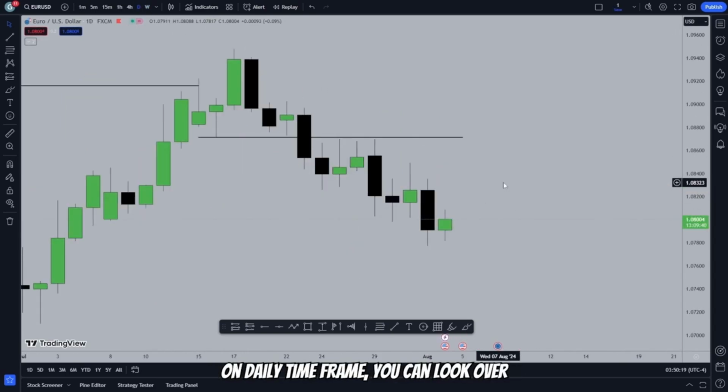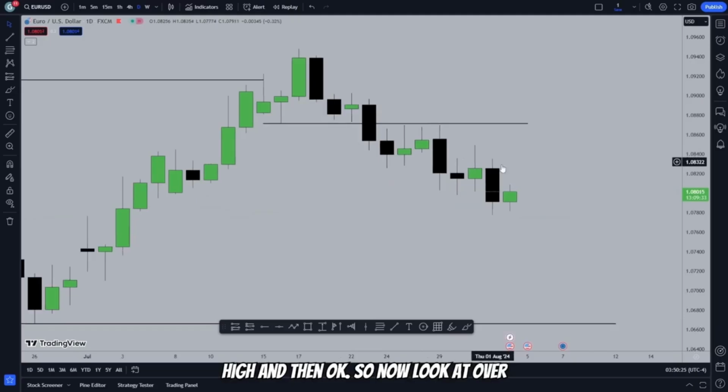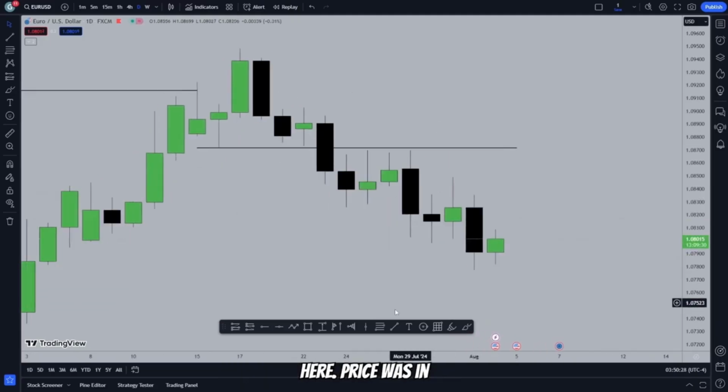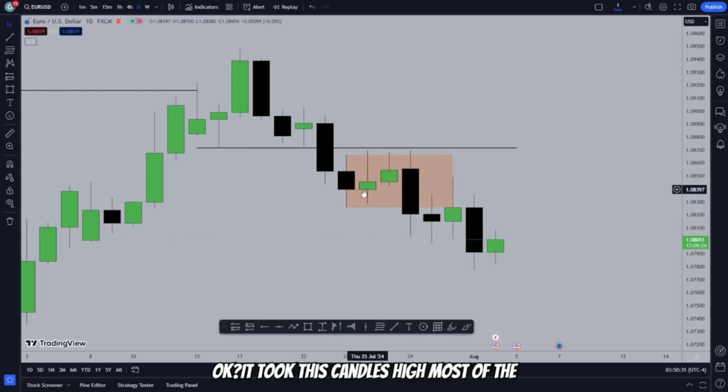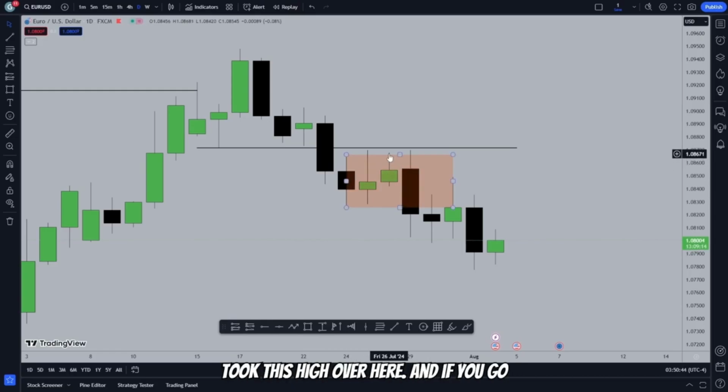And now if you go on the daily time frame, you can look over here that on Monday it went up to this high. Okay, so now look over here. Price was in this candle's range over here. Okay, it took this candle's high most of the times, but the bodies of the candles didn't close above it. Okay, so now on Monday what happened, price went up and took this high over here.